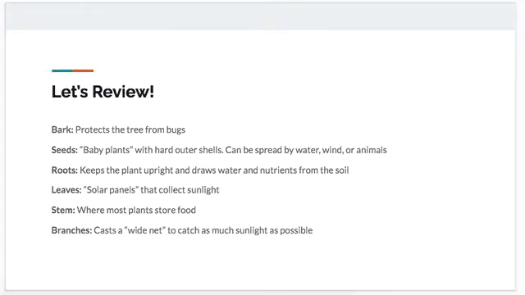Bark protects trees from bugs and animals getting into it. Seeds are like baby plants, usually with hard outer shells that can be spread by water, wind, or animals. Roots keep the plant upright, keep it from falling over. It draws water from the soil. Leaves are like little solar panels that collect the sunlight. A stem is where most plants store their food, and branches cast a wide net to catch as much sunlight as possible.